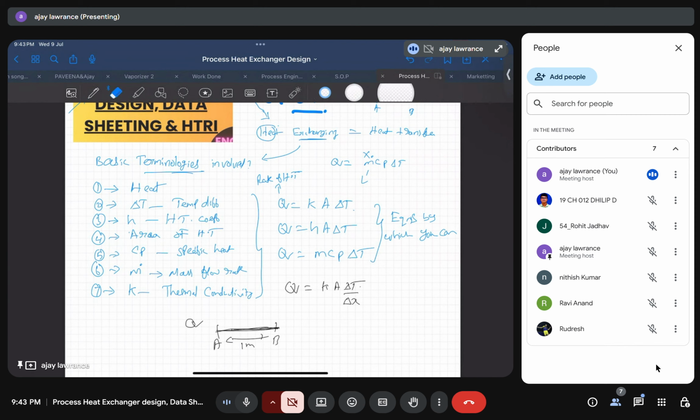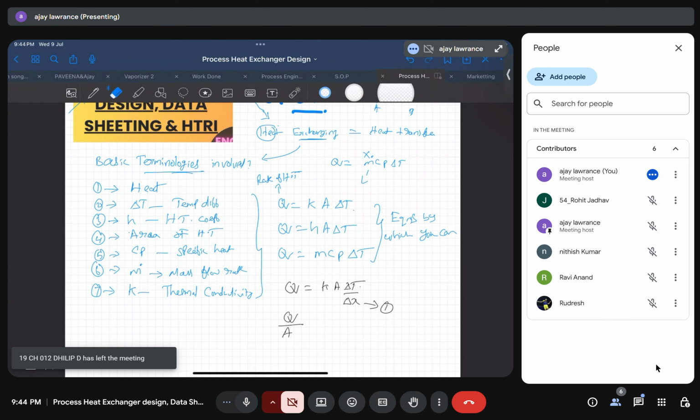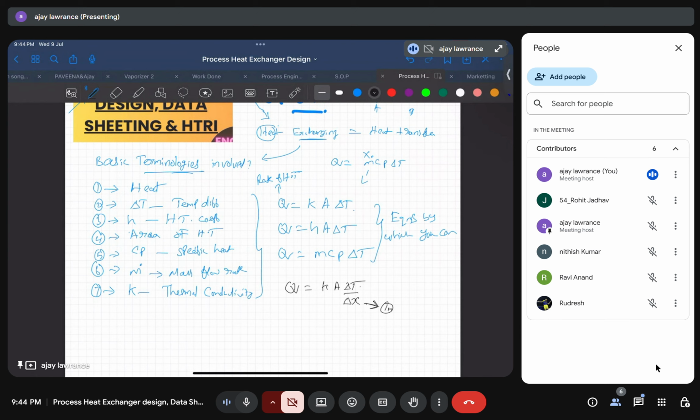So what we'll do is we'll always keep the distance, we'll always equate this to 1, that is 1 meter. But we always equate this thing to 1 meter, so that is why we will not include this thing. This is the main equation, q equal to k A delta t.